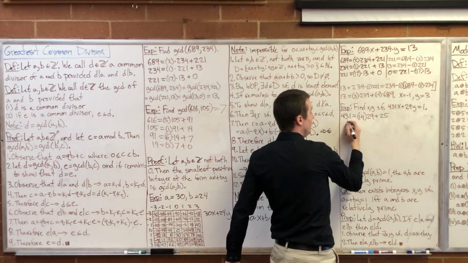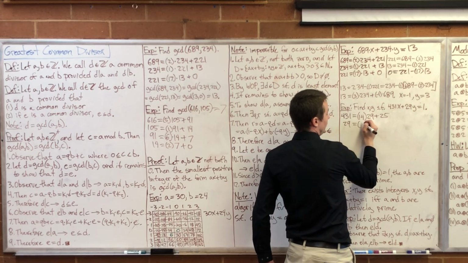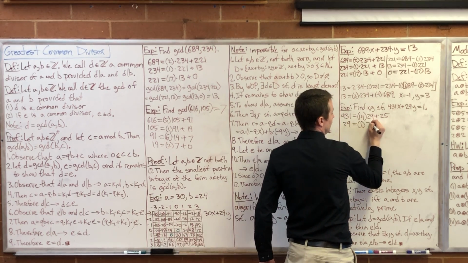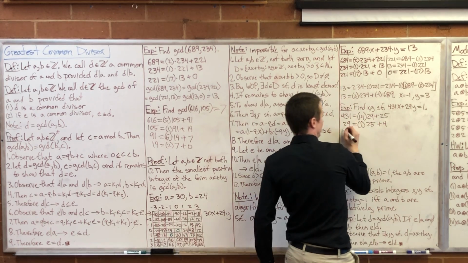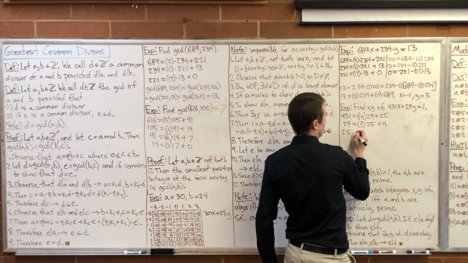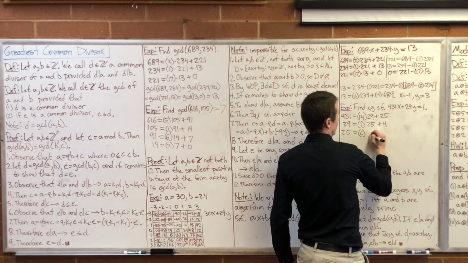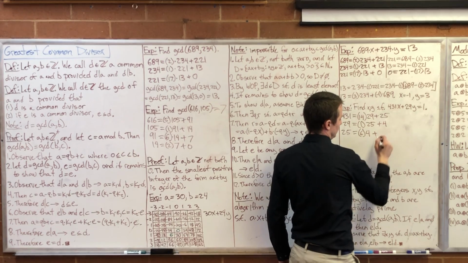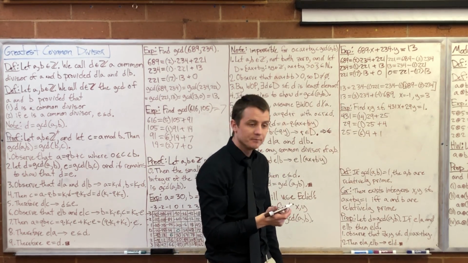Okay. So now, 29 is equal to how many 25s? 1. Plus? 4. And now, 25 is equal to how many 4s? 6. Plus what? 1. And now we're done. The greatest common divisor is obviously 1, right?